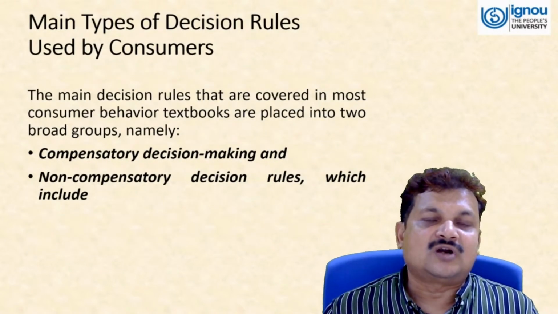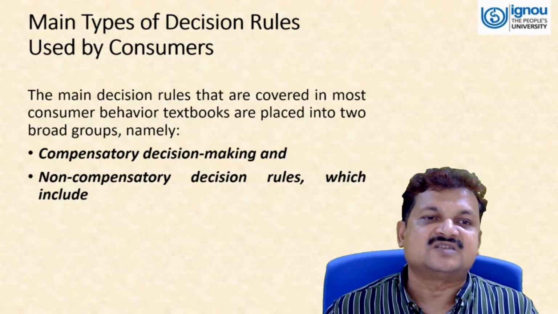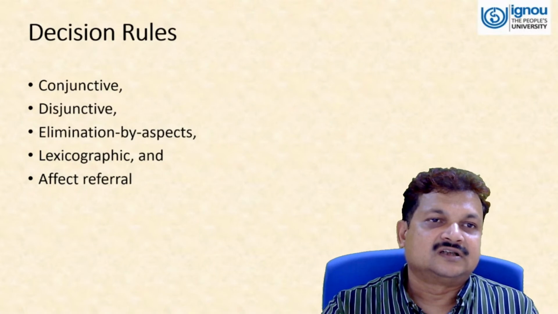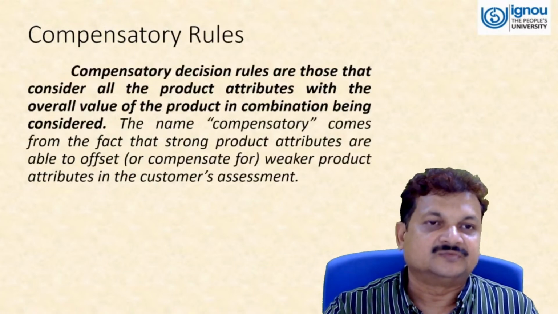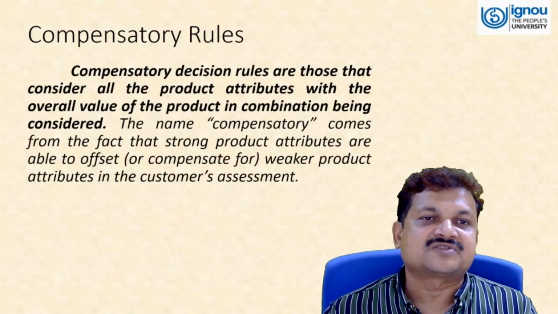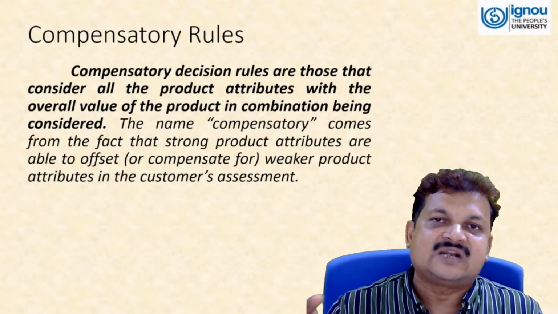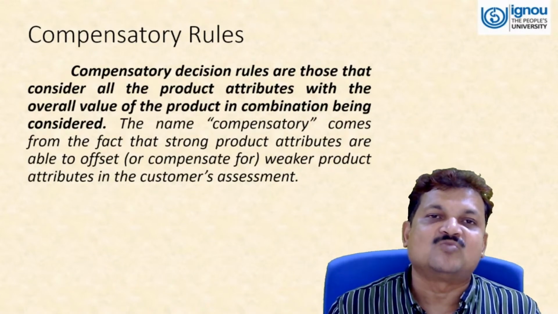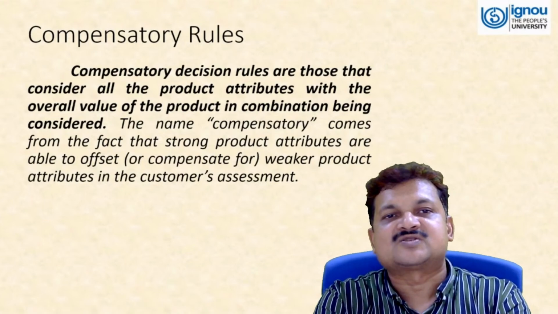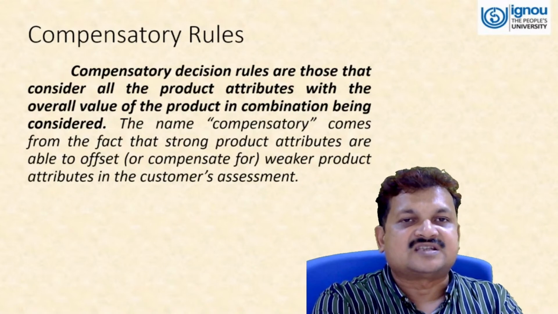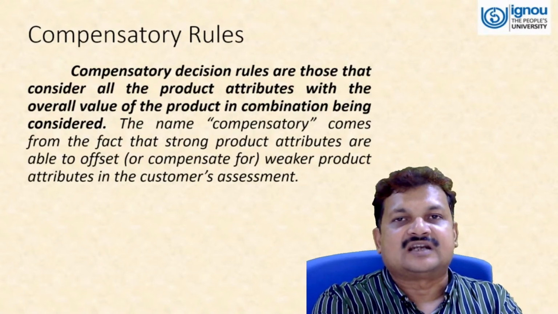Now the decision rules we have seen in the market are divided into two parts: one is compensatory decision making, second is non-compensatory. Compensatory decision making includes conjunctive, disjunctive, elimination by aspects, lexicographic, and affect referral. In compensatory rules, one attribute's low score is compensated by another attribute's high score. Let us say you have given 100 scores to the different factors, and finally if the score achieved is more than that, then you select.